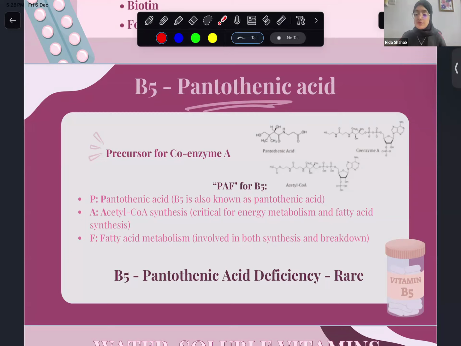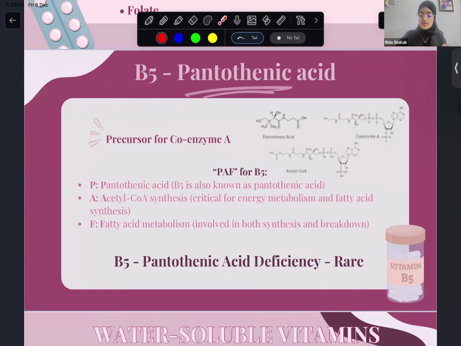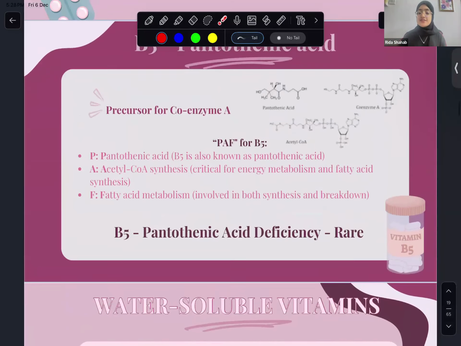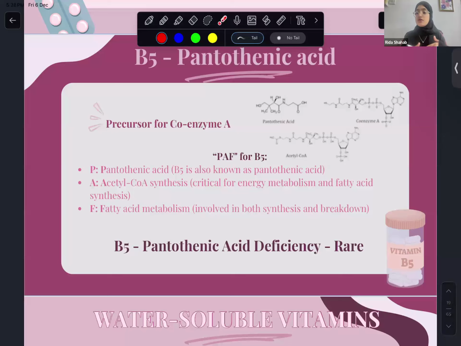Now, what is PAF for B5? So P stands for pantothenic acid, which is the name given to B5. A is for acetyl-CoA synthesis, which is one of the main processes of B5, and F is for fat metabolism, which is also one of the processes for B5. So this mnemonic just wraps up B5 in a short sentence, and the deficiency is rare. Okay.